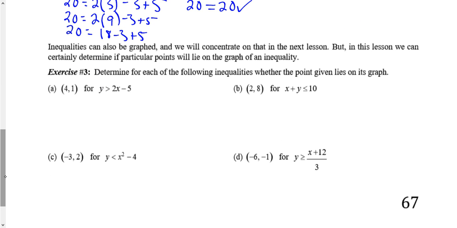Okay, down here it's a little bit different. What's different down here in exercise 3? It has a greater than or less than. These are inequalities, right? Okay. So let's try the first one here. (4, 1), plug it in there. 1 greater than 2 times 4 minus 5, right? That is 1 greater than 8 minus 5, which is 1 greater than 3. It is not. I'll put a little line through my greater than, right? So no.